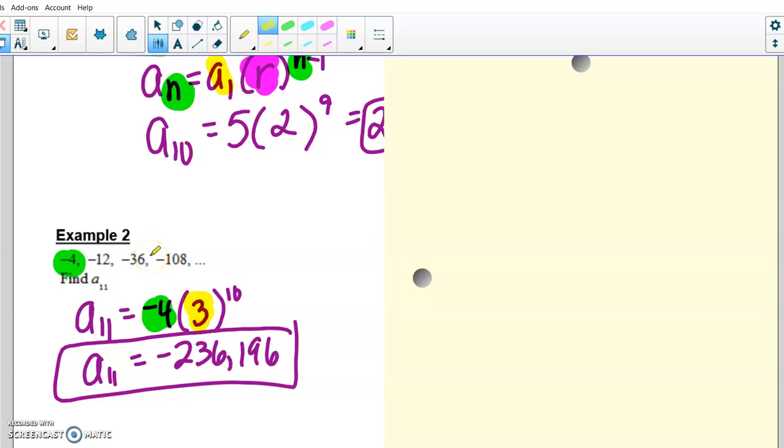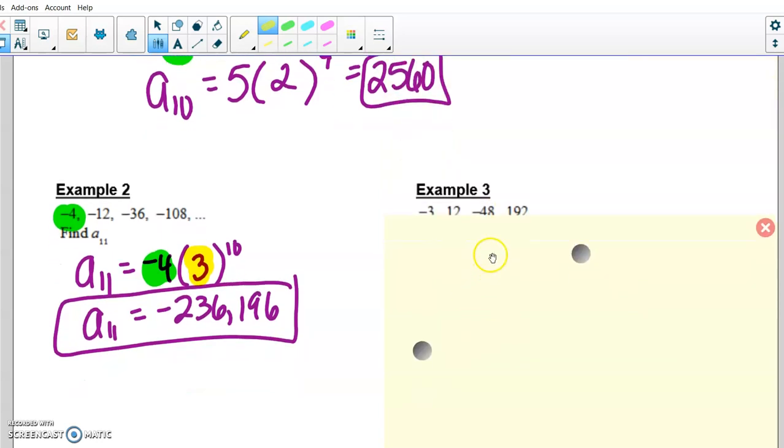If you couldn't see that right away, you could always just pick a term in our sequence and divide it by the number in front. Like I could have done -12 divided by -4 and gotten 3, or -36 divided by -12 and gotten 3. So when you put this in your calculator, we wanted to find a sub 11. That just means we want to find our 11th term. So when I do my n minus 1, it would be 11 minus 1, which is 10. So a sub 11 is -236,196.